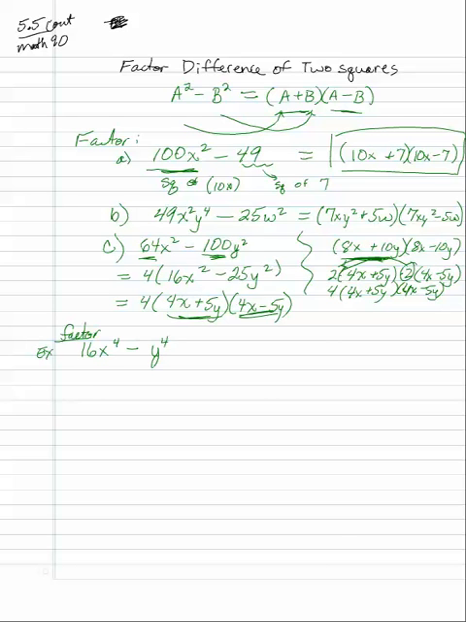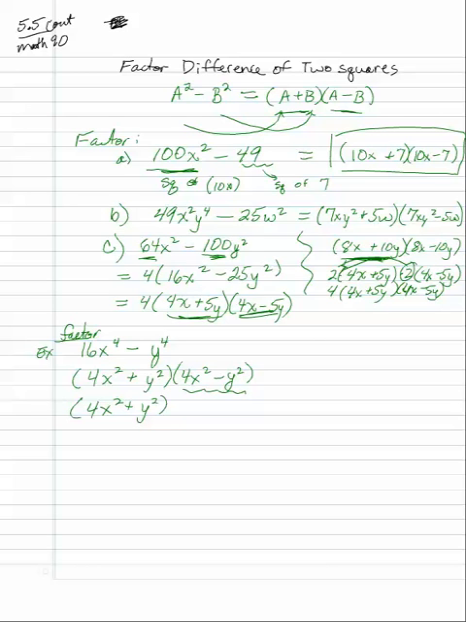Let's try 16x to the fourth minus y to the fourth. So again, those are both perfect squares. There's no common factors, so 4x squared plus y squared, and then 4x squared minus y squared. And then you notice that, oh, this is the difference of squares again, so I can factor that one more time.